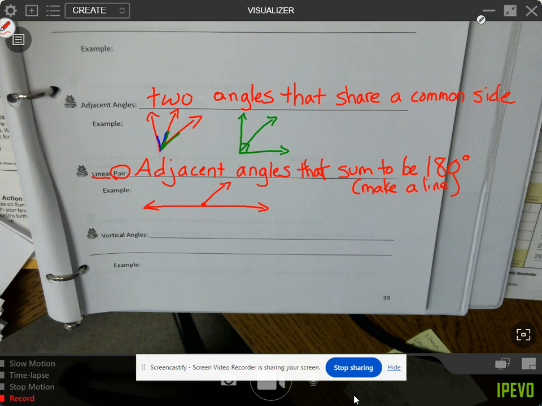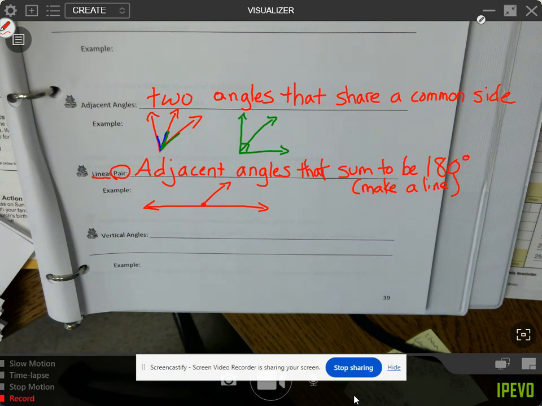All right, one more vocab term. Vertical angles. Grace. Two angles that share the same. Two angles that share what? I can't hear you. The same vertex? Is that what you said?